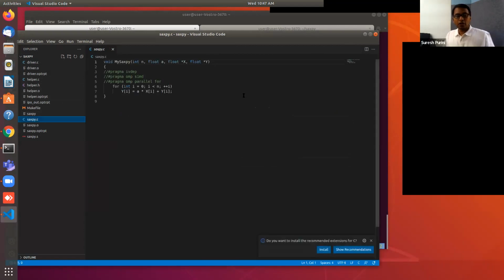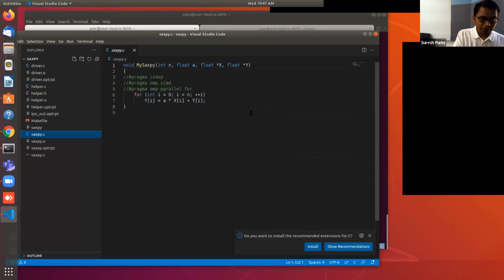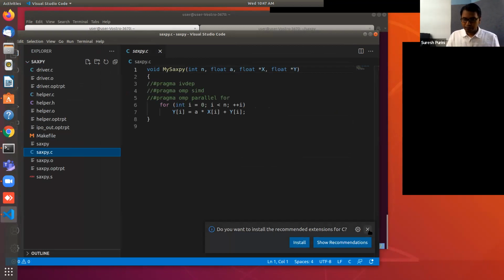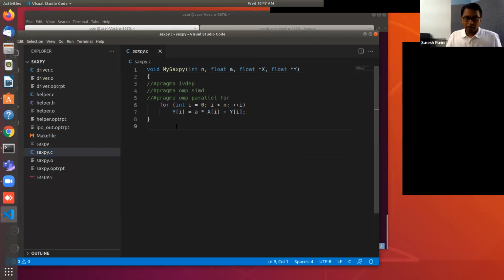So this is the simple code. We are computing y equals alpha x plus y. The signature that I have posted in the homework problem is a bit more complicated, because it will be used for several other purposes. Because of that, that signature is different. But here it is very simple.